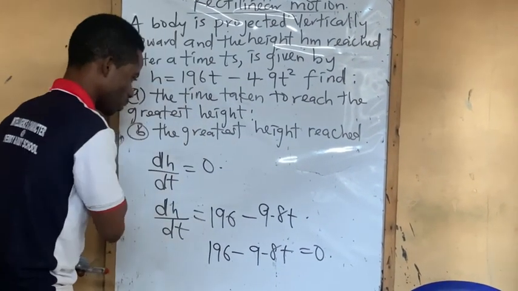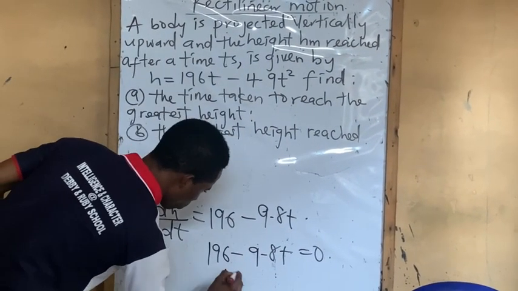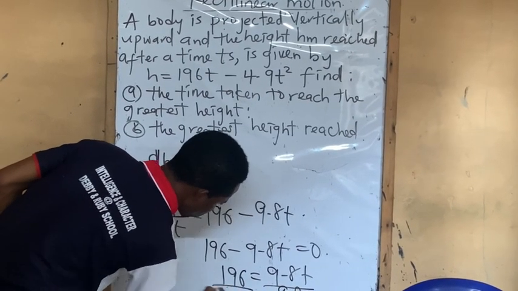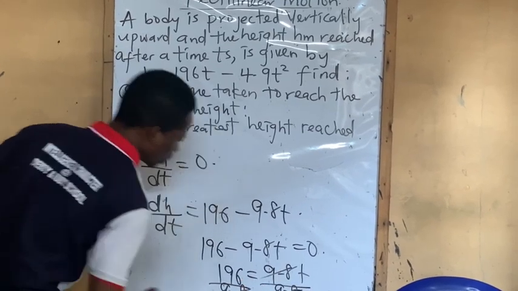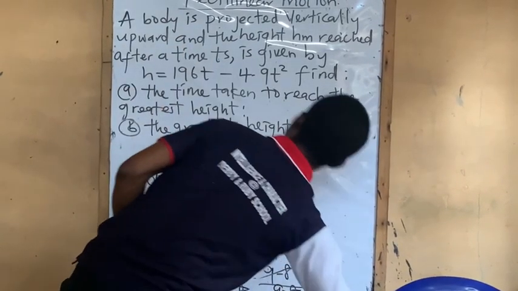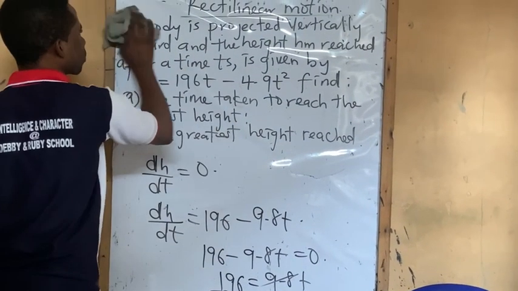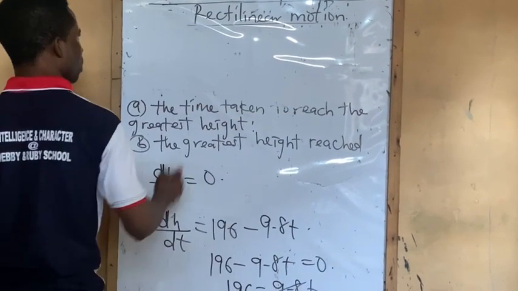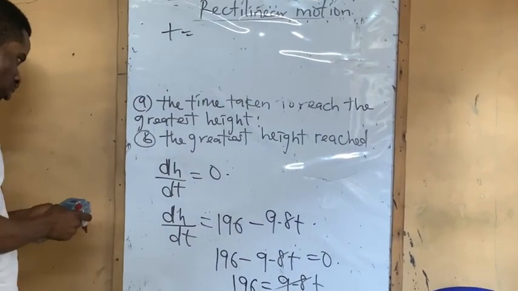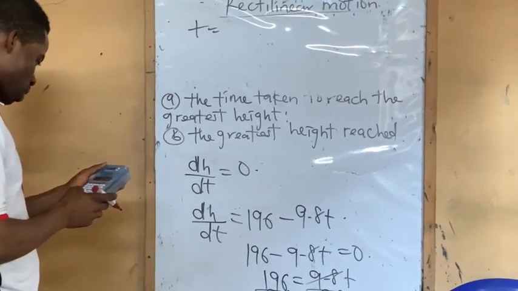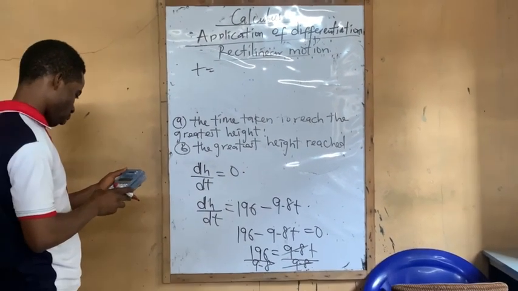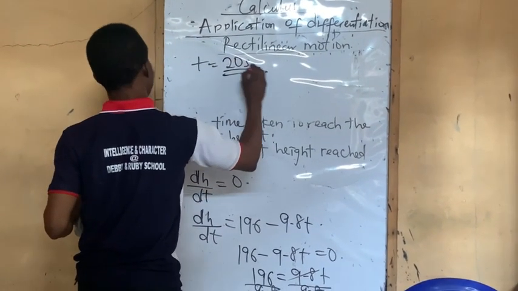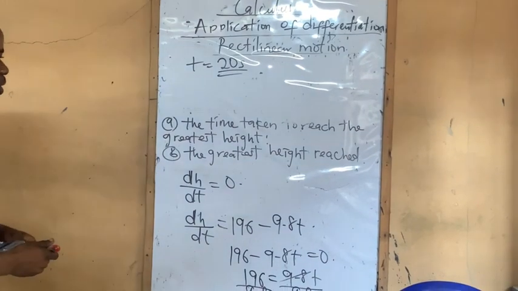So let me collect like terms. Let me bring this one to the other side. That means 196 equals 9.8t. Divide both sides by 9.8. This cancels this. That means t, the time taken, is 196 divided by 9.8, that is 20. The time taken to reach the greatest height is 20 seconds.